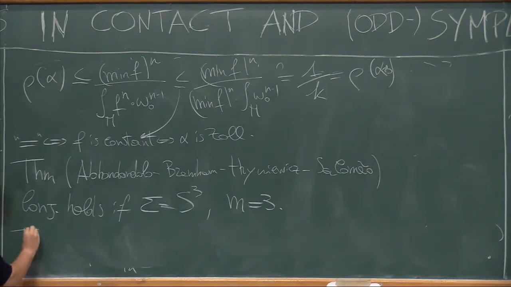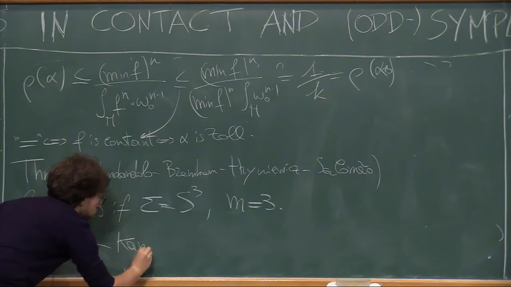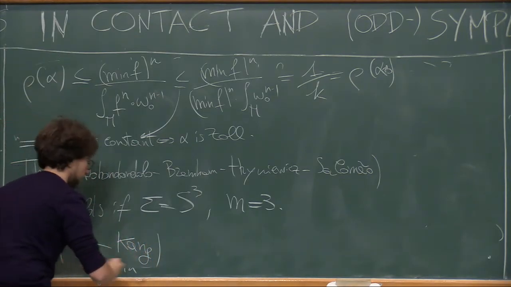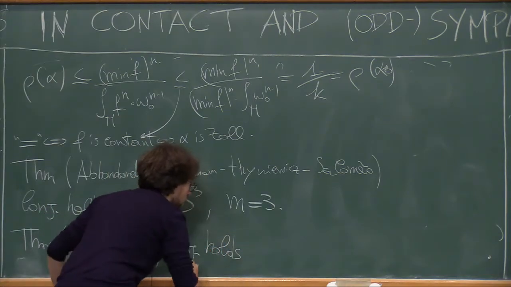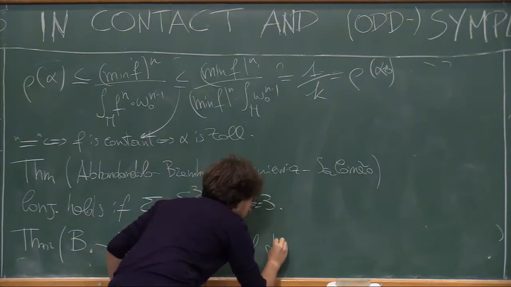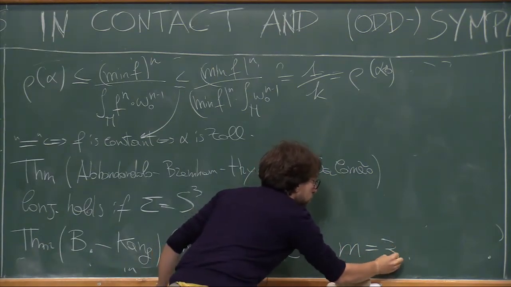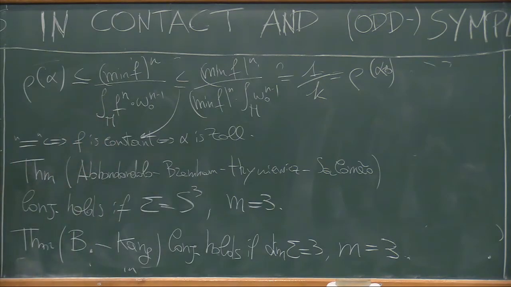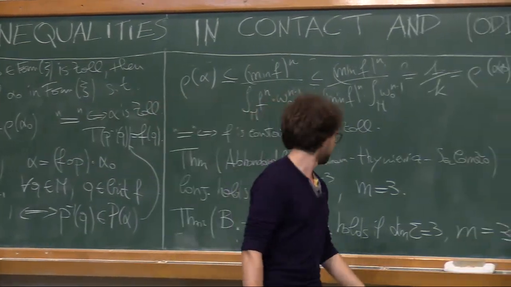And then with Jiang Su, we built on this result, and we proved that the conjecture actually holds for all three-manifolds, if the dimension of sigma is equal to 3, and then m is equal to 3. Now what I want to do next is give some ideas of the proof. I will not be able to give all the details, but I will present the two main ingredients that we use during the proof.